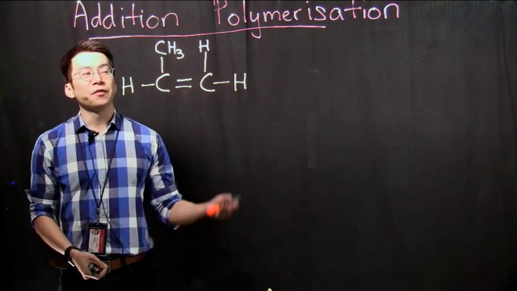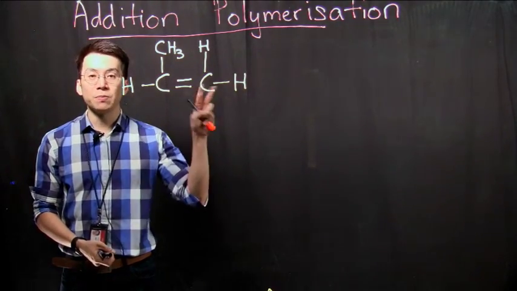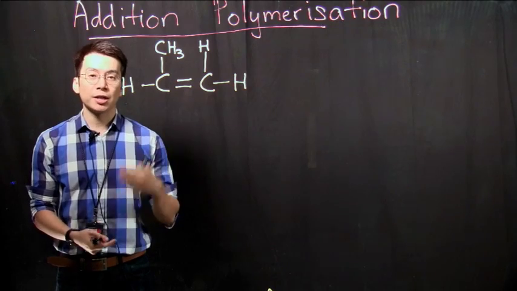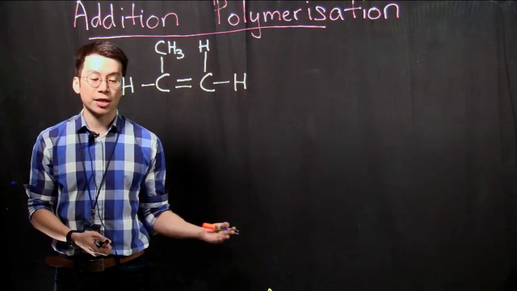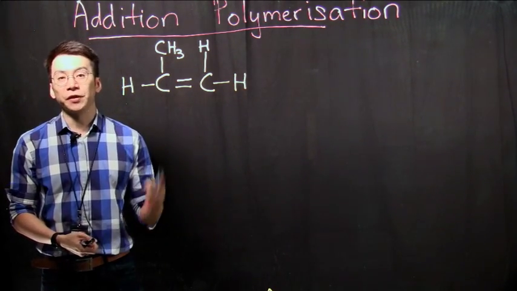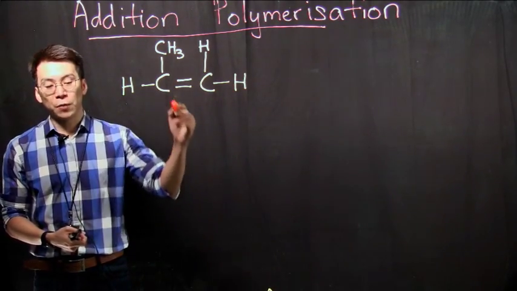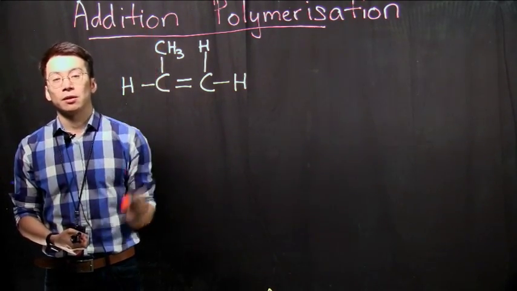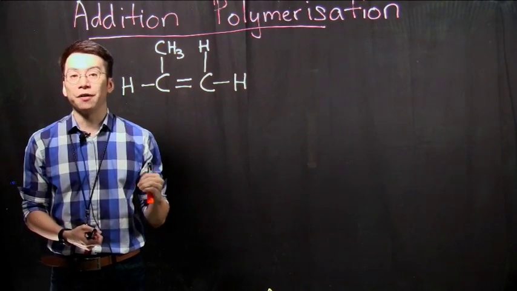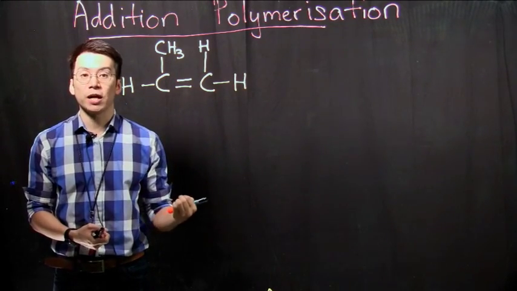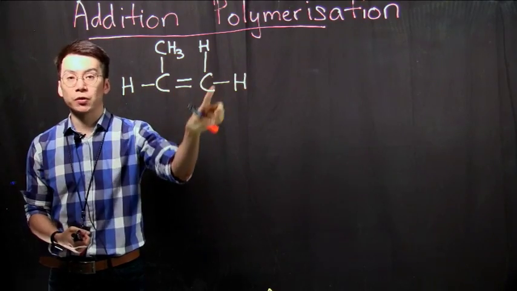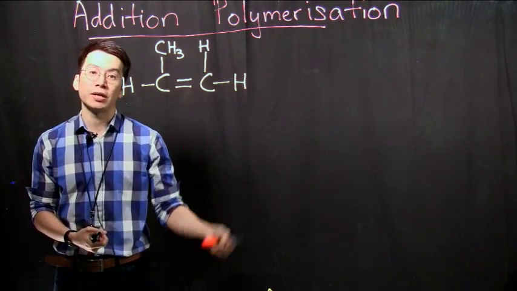Okay, so for polymerization, there are two main types: addition polymerization and condensation polymerization. Now, for the first one, addition polymerization, what do you think of when you see the word addition? Addition will remind you of the alkene functional group, right? Because the alkene functional group can undergo addition reactions.